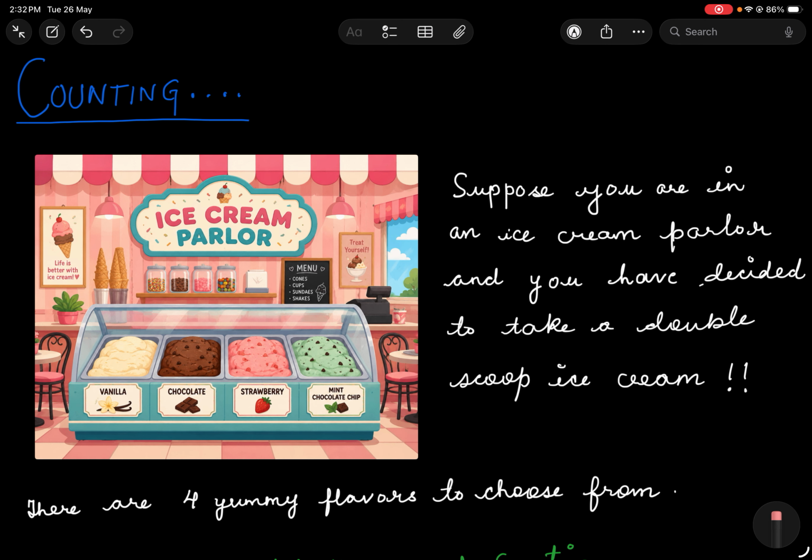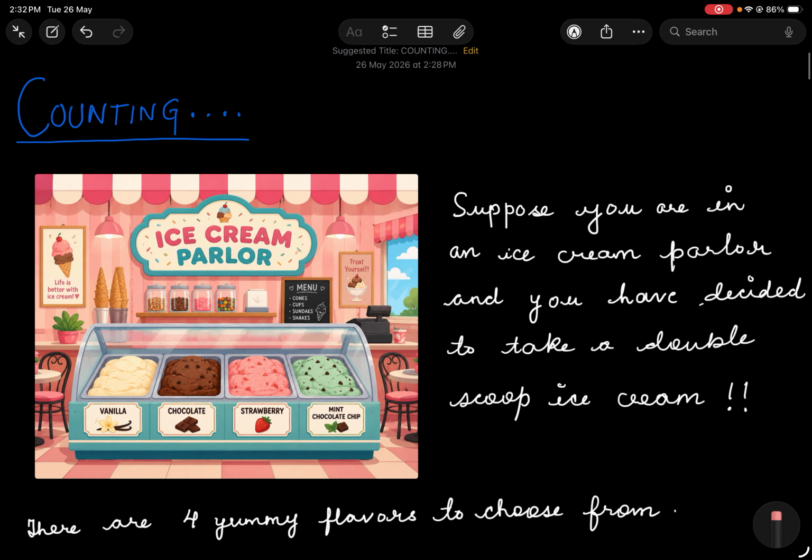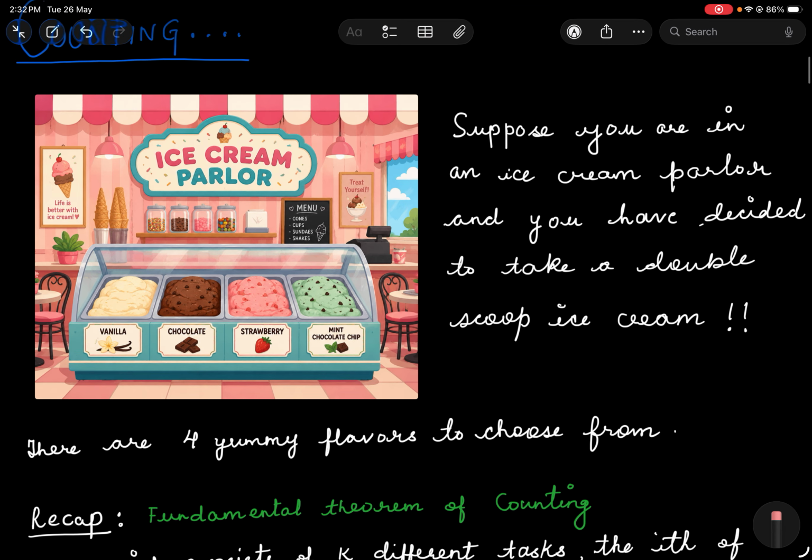In front of you is an ice cream parlor, and suppose you are in an ice cream parlor and you have decided that you want a double scoop ice cream, and there are 4 yummy flavors which you can choose from. So as you can see on the screen, this is an ice cream parlor and you have vanilla, chocolate, strawberry and mint choco chip flavored ice creams which you can choose from, and you have decided to take 2 scoops, that is a double scoop ice cream.